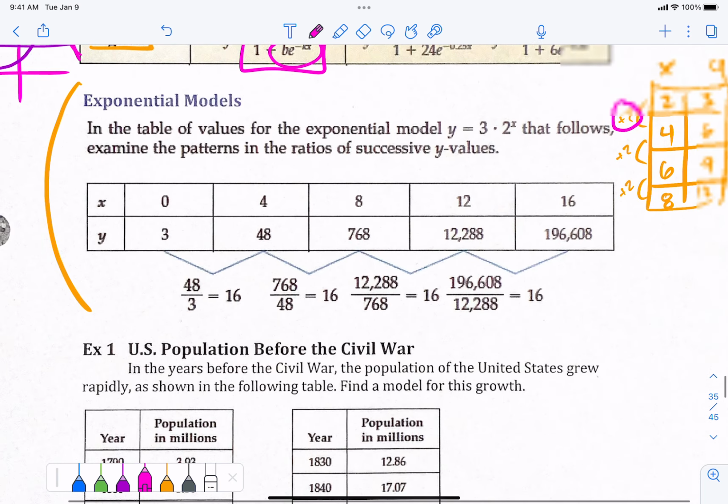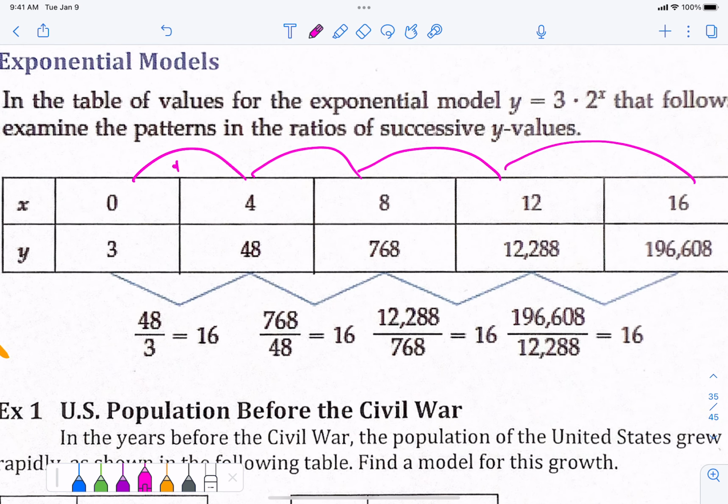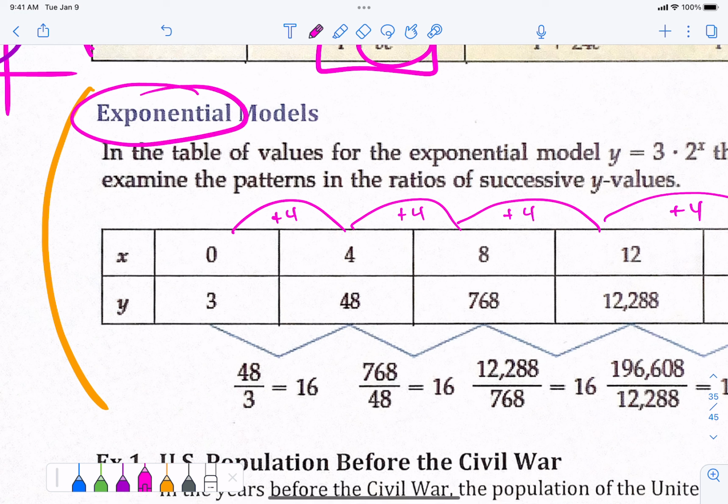For an exponential function, first and foremost, we want to make sure that the x's are still going up by the same amount. Are they? They're going up by how much? 4. We're adding 4 each time, okay? That has to be the same. Plus 4, plus 4, plus 4, plus 4. But here's what we do to check to see if it is exponential. Meaning it's increasing exponentially, meaning it's doing something like this, right? It's doing that thing, increasing exponentially.